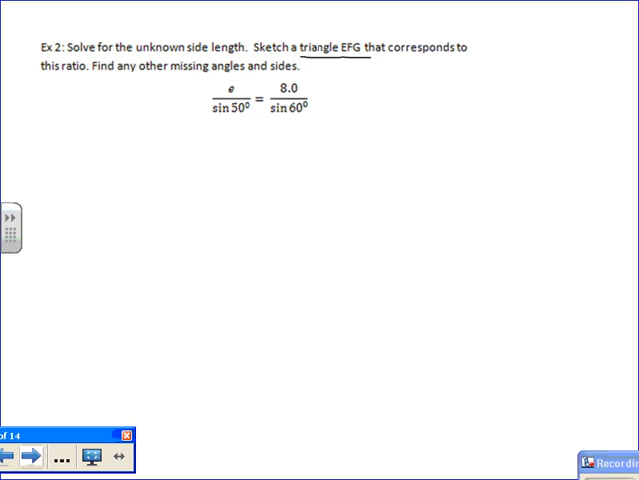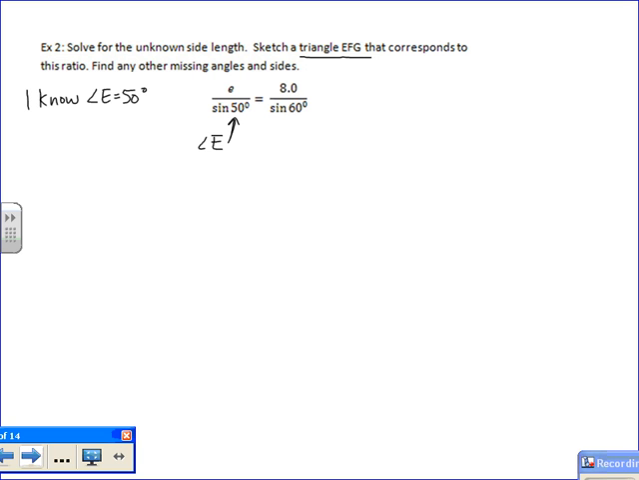One of the things I know right away, just by looking at this ratio, is that this angle of 50 degrees must be angle E, because in the sine law we always write the ratio of a side length and the sine of its opposite angle. So I know that this, e over the sine of 50, must be e over the sine of big E. So in my triangle, I know for sure that angle E is going to be equal to 50 degrees.